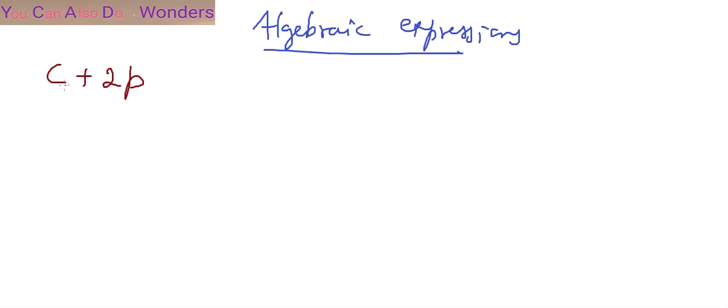So here C and P are called variables. Another name for letters is variables. So here C and P are variables.